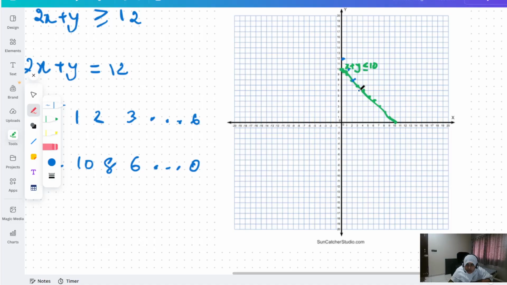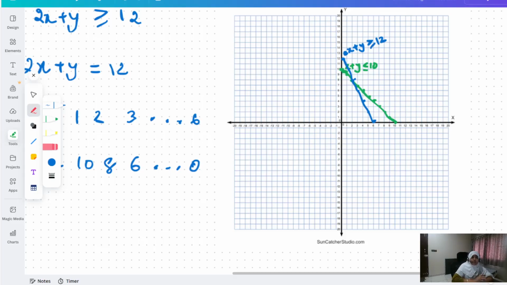For 3, it is 6. For 4, it is 4. And for 5, it will be, I think, 2. And for 6, it is 0. All right, so we'll just try to draw this line as well. So this blue line represents 2x plus y is greater than or equal to 12.